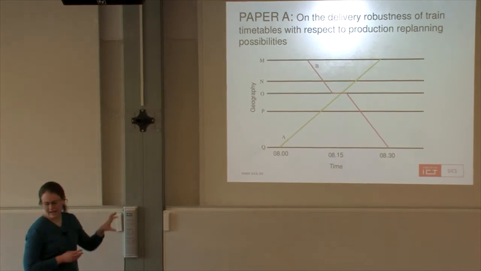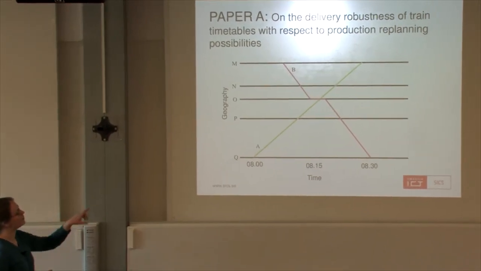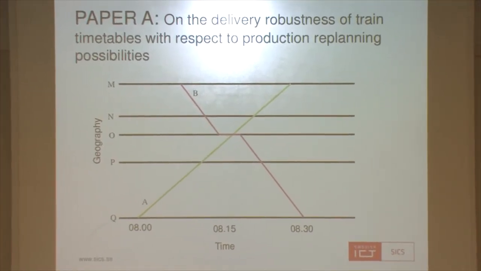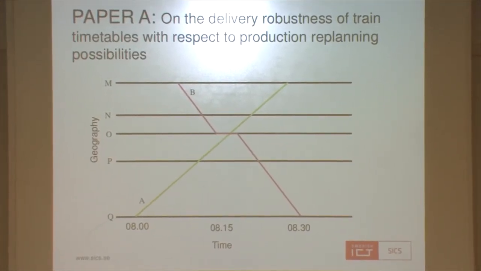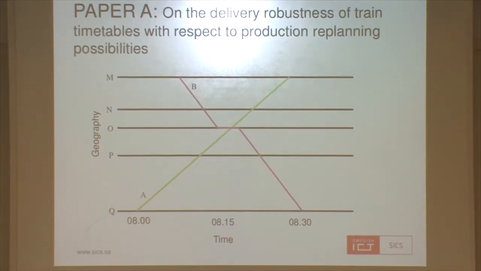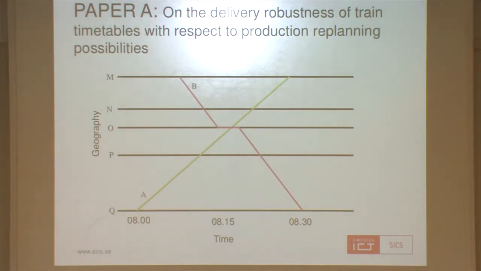And here we have a time geography graph, with geography on the y-axis and time on the x-axis. We have two trains: the green train A, which starts at Q at 8 o'clock and goes to M, where it arrives a little before 8:30. And then the red train B starts at M at about 8:08 and goes to O, where it waits for a meeting with the green train, and then keeps going and arrives at Q at 8:30. And this is the plan.